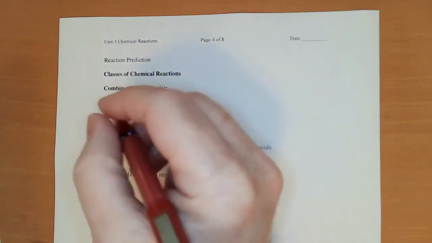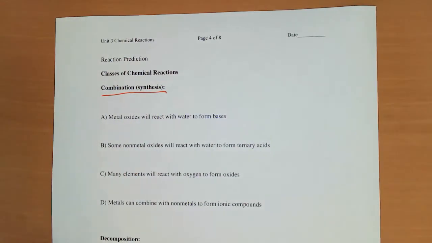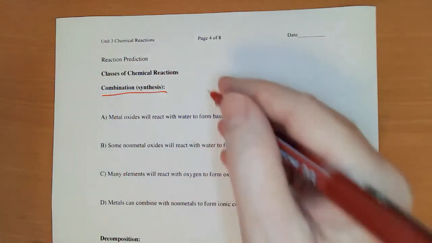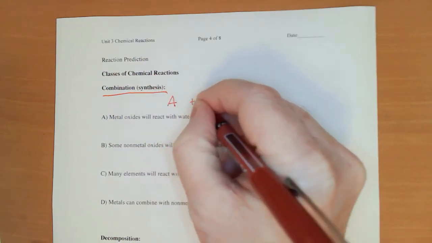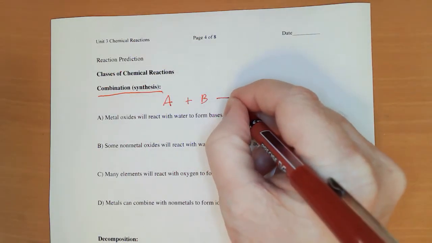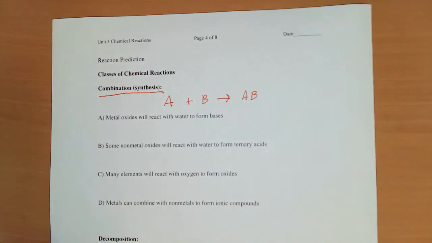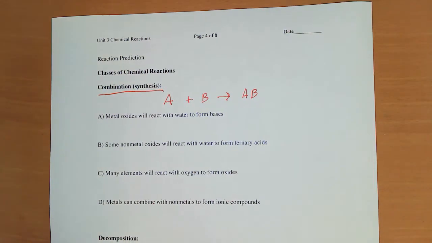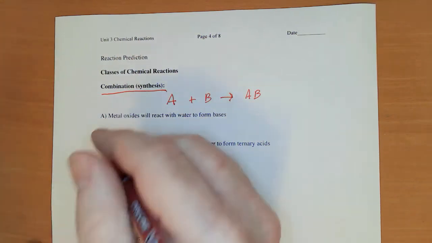The first class of reactions is called a combination, or some people use the word synthesis. That's when you have two things, two reactants, A and B. They might be elements on their own, they might be compounds that come together and form AB. They combine, hence the word combination. Now there are a few possibilities here.